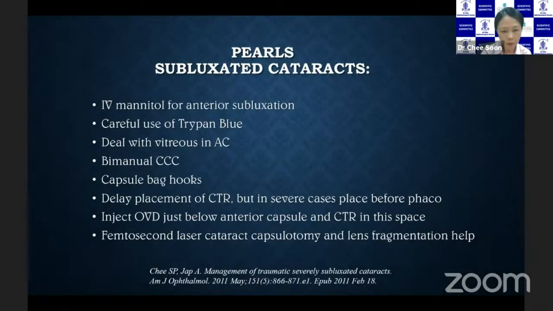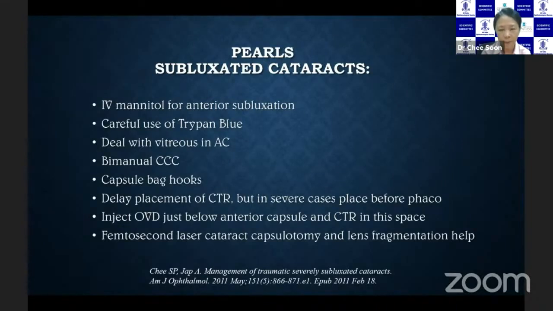Use capsule hooks because they support the equator. Iris hooks, as I showed you, can actually help you in your capsulorhexis, and support a capsule tension segment when you don't have capsule hooks. Delay the placement of a CTR in general, but in cases like what I showed you where there's severe zonulysis, I like to place it first because it expands the equator, and when you hook the bag up, basically you close off the space between the anterior chamber and the posterior chamber, so you don't get fluid misdirection and you don't get vitreous presentation. You inject the OVD just below the anterior capsule and the CTR in the space.